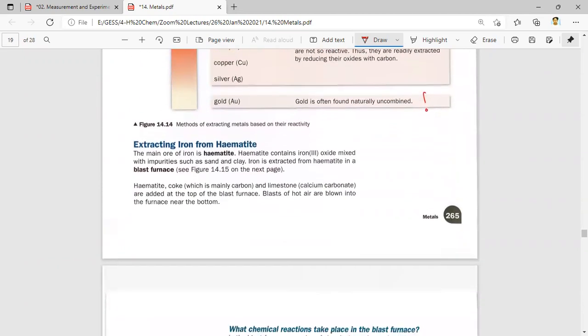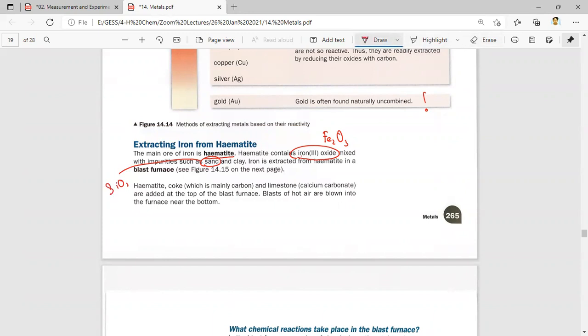So first thing, the main ore for iron is actually called hematite. Hematite contains mainly iron trioxide, Fe2O3. It is mixed with other impurities such as sand and clay. The main one that we will look at quite a fair bit is sand. Sand is actually SiO2.